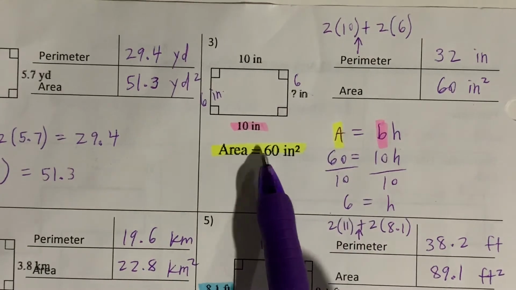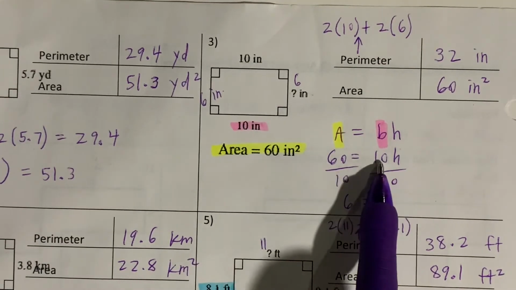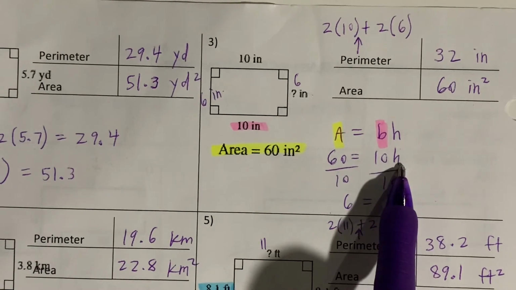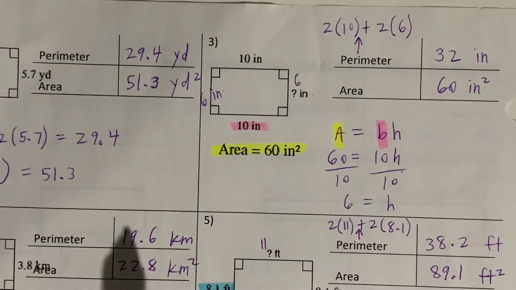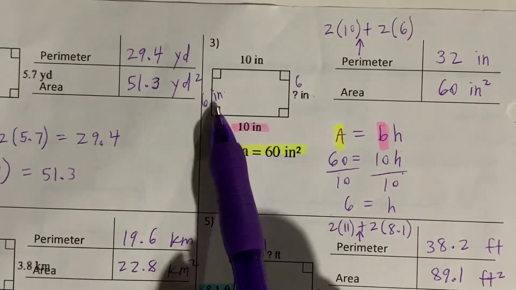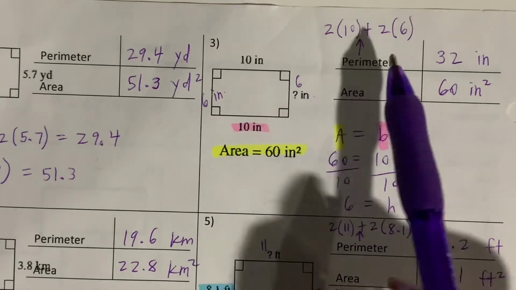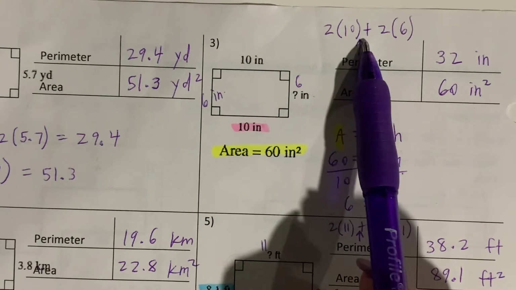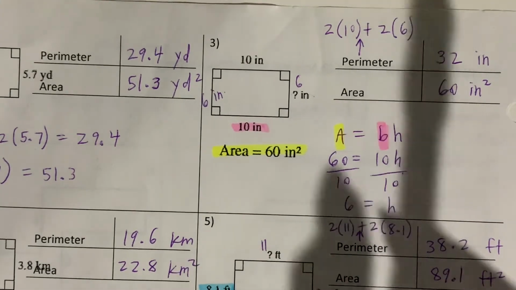So my area was given, it was 60. My base was given, it was 10. And I was trying to find my unknown, which was my height. So I ended up dividing by 10 on both sides in order to get my height, which was 6. And once I knew my height was 6 inches here, then I could add up my 4 sides, or I could do 2 times my base plus 2 times my height. And for my perimeter, I got 32 inches.